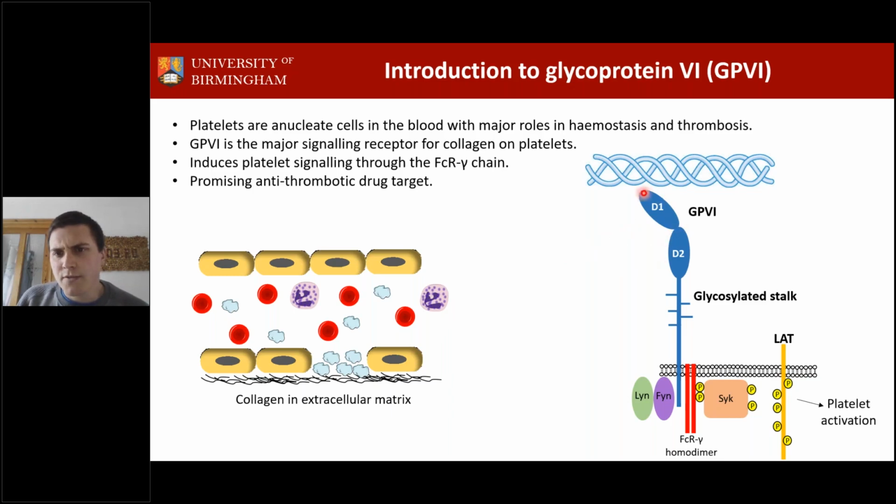GP6 consists of two extracellular IgG-like domains which are involved in ligand binding. It has this long stalk, single transmembrane region, intracellular tail, and it associates with the FcR gamma chain in the membrane. Upon activation, upon binding to ligands such as collagen, it induces signaling through FcR gamma, and you end up with platelet activation and essentially thrombi form.